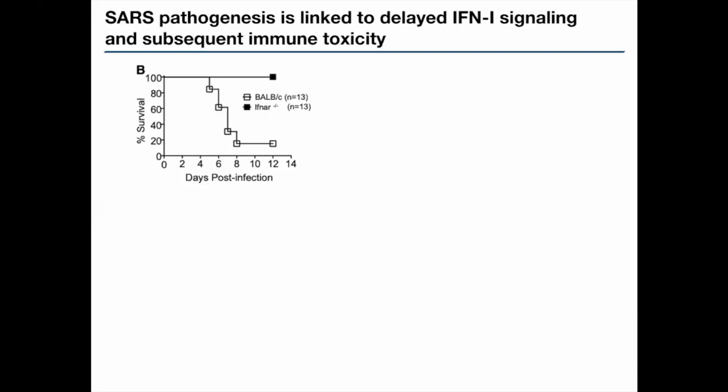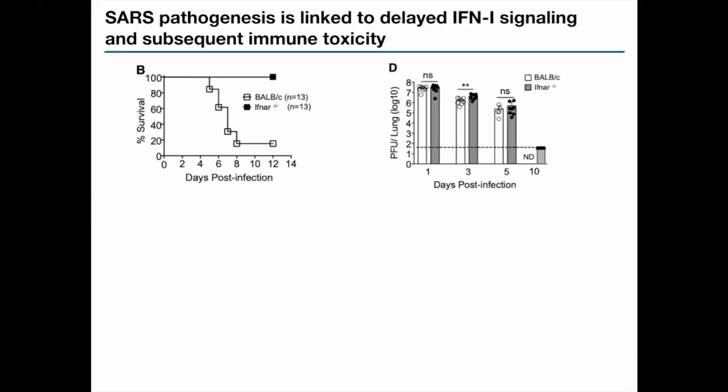Let's look at this first in terms of the survival graph shown here for mouse experiments, where you can see that wild-type BALB/c mice, when infected with coronavirus, tend to succumb to infection by about 6 to 8 days post-infection. However, if you infect mice that are lacking interferon signaling, that lack the IFNAR receptor, that are knockout for that, with wild-type virus, none of these mice die. That suggests that the interferon response ultimately is linked to death of these mice upon coronavirus infection.